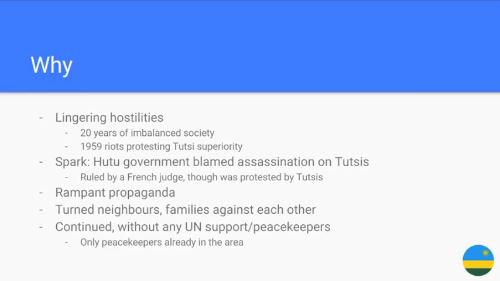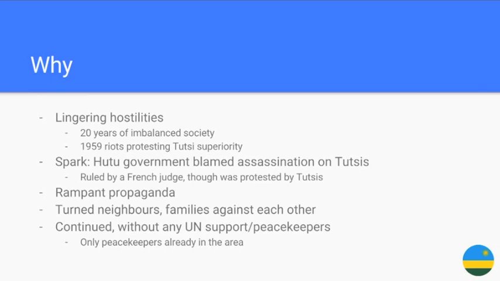So why did the event occur? There were still lingering hostilities in Rwanda, really strong ones. This was because of 20 years of an imbalanced society where the Tutsis were superior to the Hutus, as established by the Belgians. They had better jobs, they were wealthier. Almost similarly to how in South Africa the Afrikaners were superior to the blacks or the colored people.